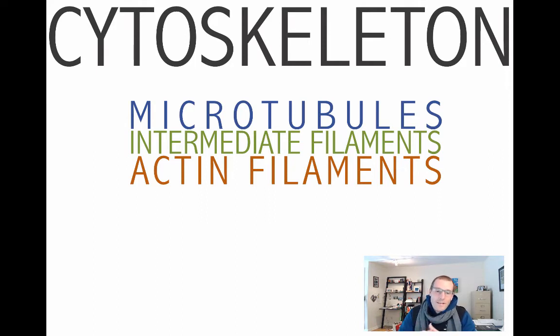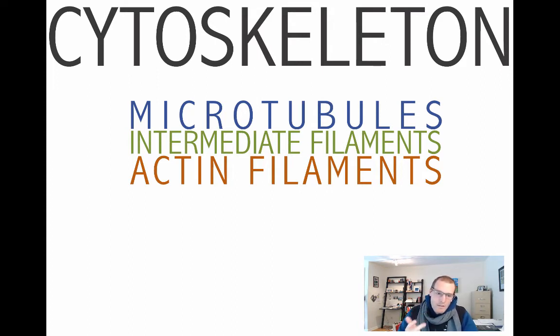Okay, what is the cytoskeleton? The cytoskeleton is a web of filaments that runs throughout the cytoplasm generally, and then in some cases into some of the other organelles, mainly the nucleus if we're talking about intermediate filaments. So there are three types of filament or fiber that you find in the cytoskeleton: microtubules, actin filaments, and intermediate filaments.